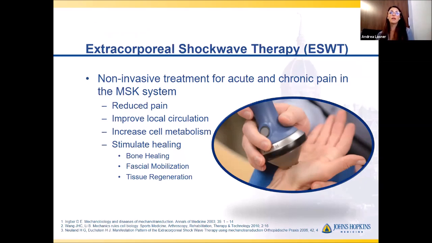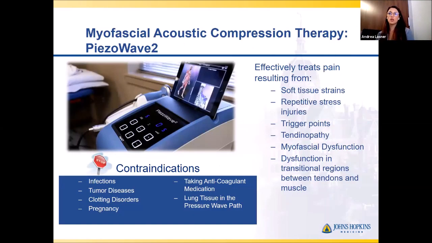And we'll talk about the way that it works, but commonly it's to help stimulate bone healing, fascial mobilization, and tissue regeneration. Commonly, we use a piezo wave for soft tissue strains, repetitive stress injuries, trigger points, tendinopathy, myofascial dysfunction, and more of that musculotendinous area between the muscles and the tendons. So really everything is overlaid on one another, and there's a lot of different tools that you can use maybe for the same similar diagnoses. So it's figuring out what is going to work best for the patient.